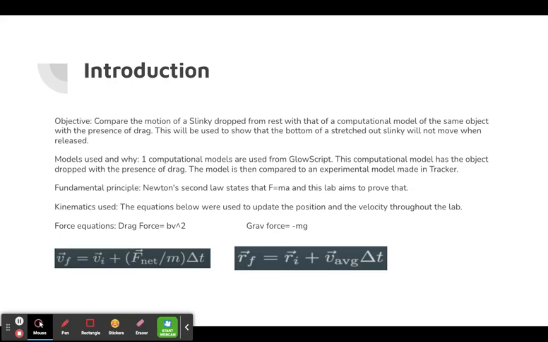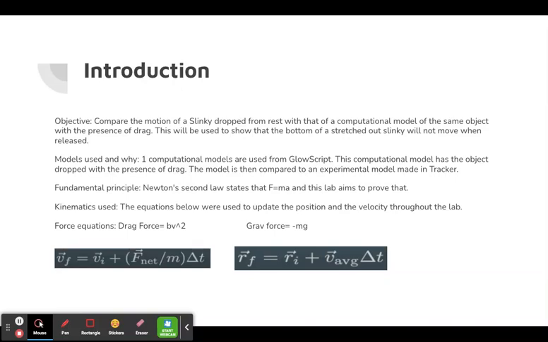The models used and why. One, computational models are used from GlowScript. The computational model has an object dropped with the presence of drag. The model is then compared to an experimental model made in Tracker. The fundamental principle here is Newton's second law, which states that force is equal to mass times acceleration.